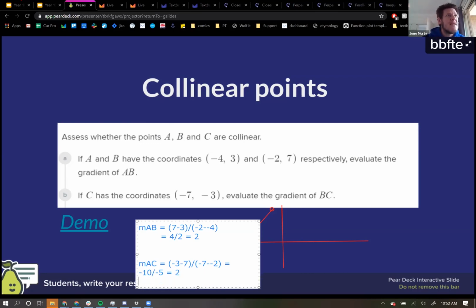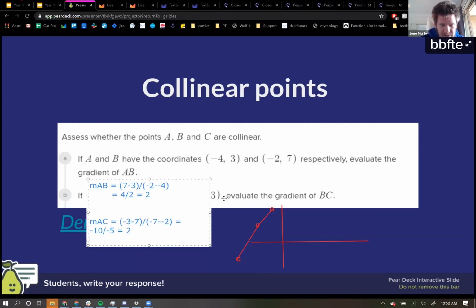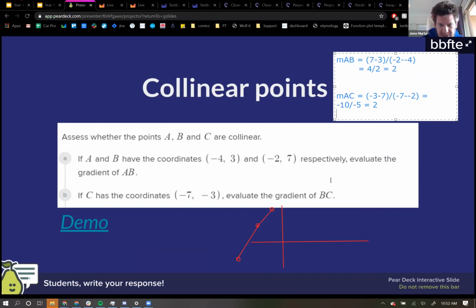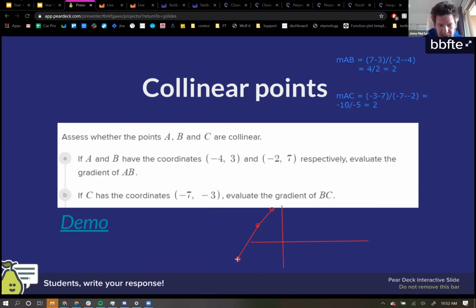So both gradients equal 2, and that means that this must lie on the same line. If the point connecting here and here is 2, and here is 2, the point connecting here and here must also be 2. So they're definitely all on the same line in this case. Great. Most of you got that one.